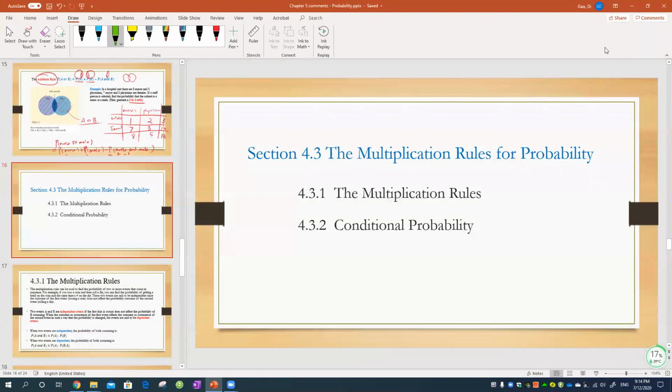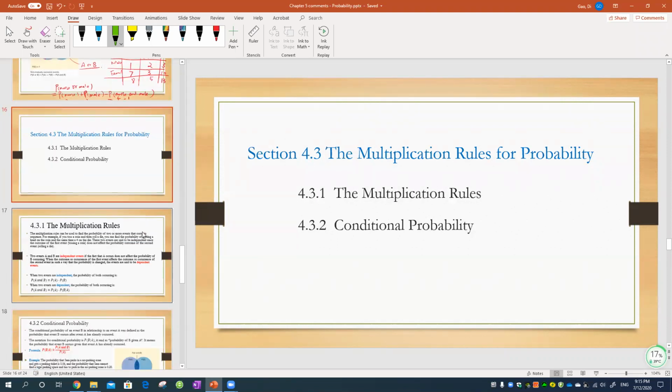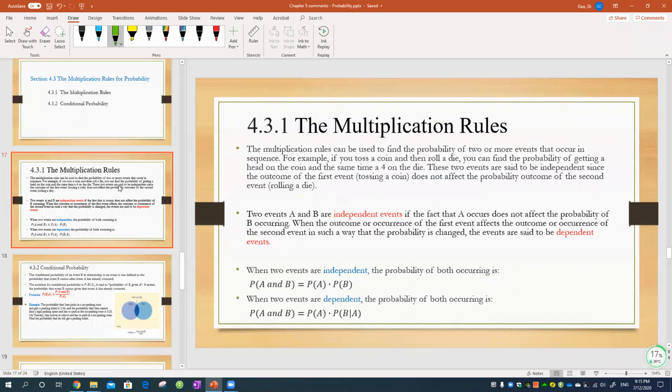Hello everyone. Now let's continue on this section 4.3, the multiplication rules for probability. So we only have two parts. One is we're going to talk about multiplication rules, and then continue on that, we're going to talk about conditional probability. So the multiplication rules.